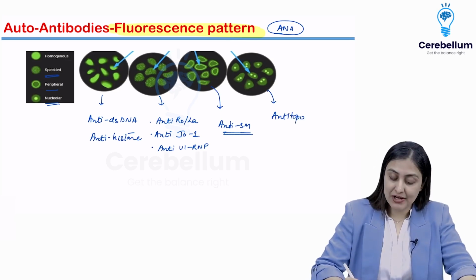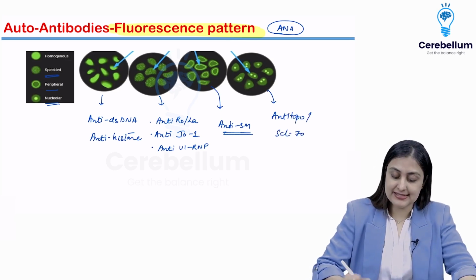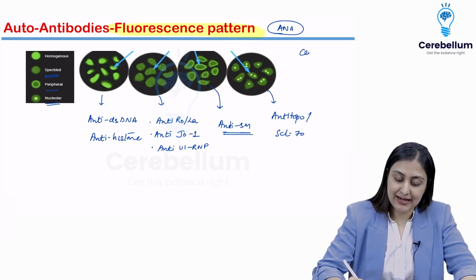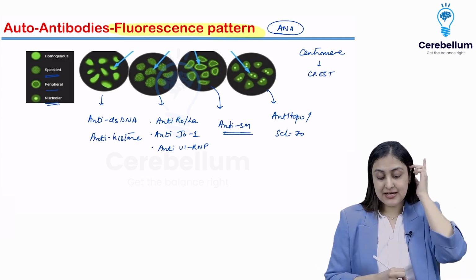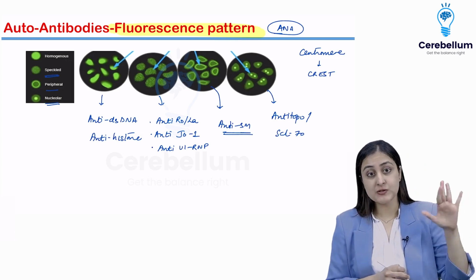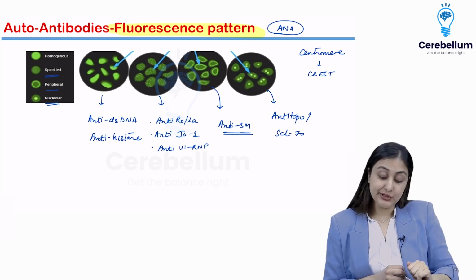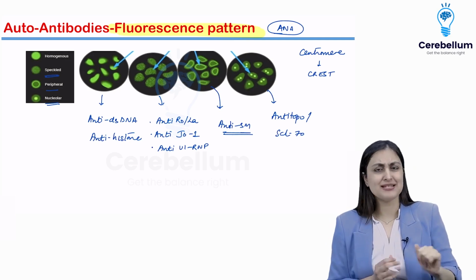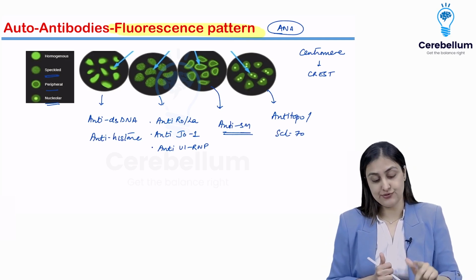Anti-topoisomerase or SCL70. We might have one more pattern wherein you have centromere, so that is much more obvious. This is seen in CREST. Okay, so these are the different patterns: homogeneous, speckled, peripheral and nucleolar, that you want to remember slightly extra. This has not been asked so far.